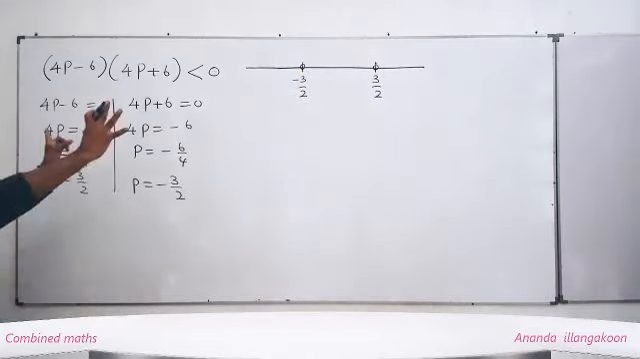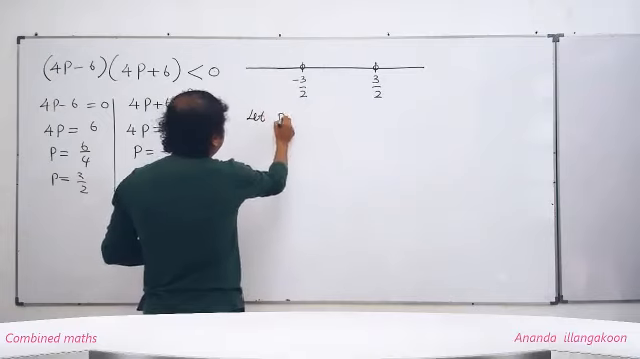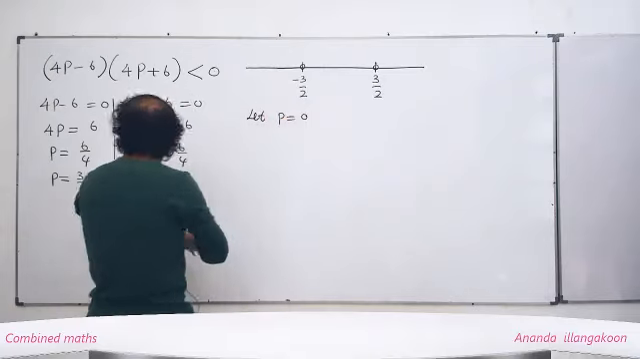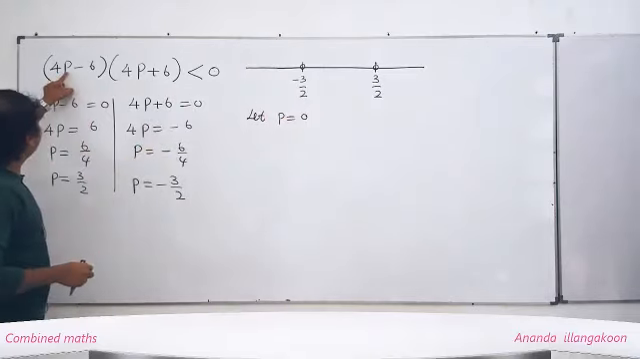I take the region from minus 3 by 2 to plus 3 by 2. In that region only, people, 0 lies. Let p equal 0. Where do we substitute that p? Here and here, and we see whether this becomes true. If so, we accept that. If not, we reject.